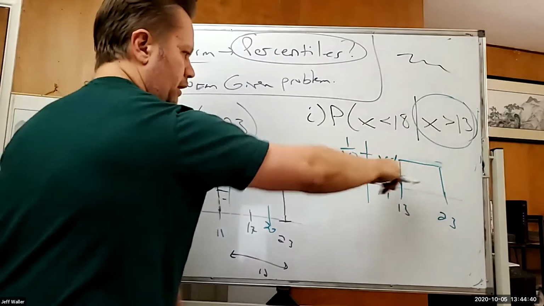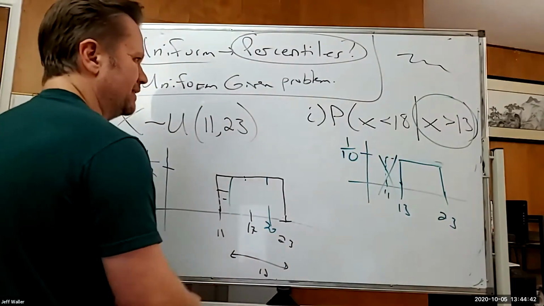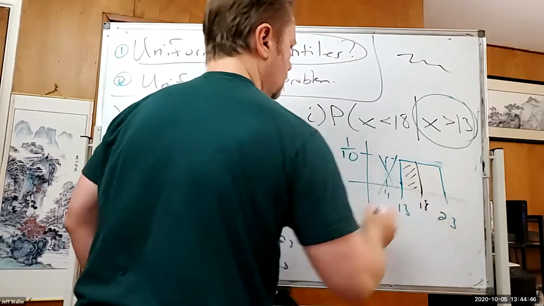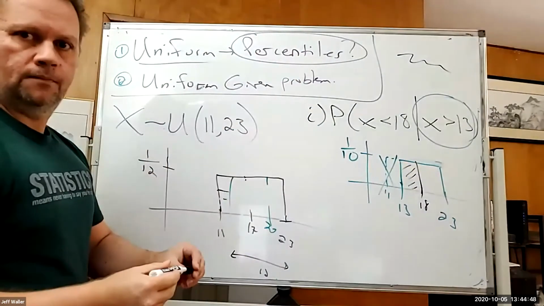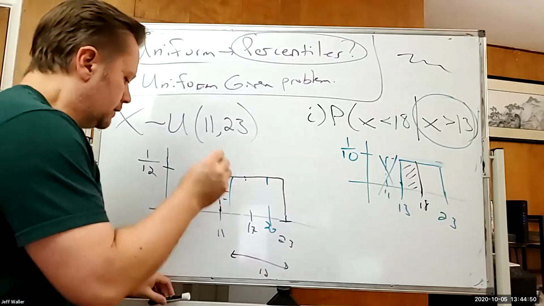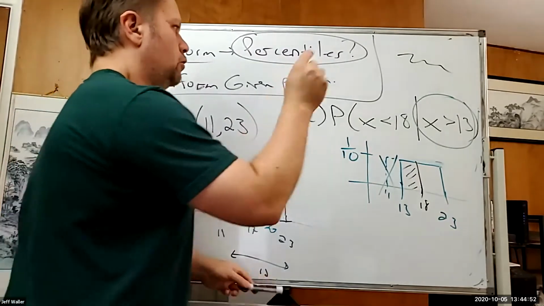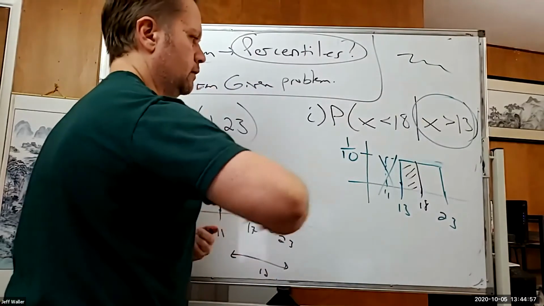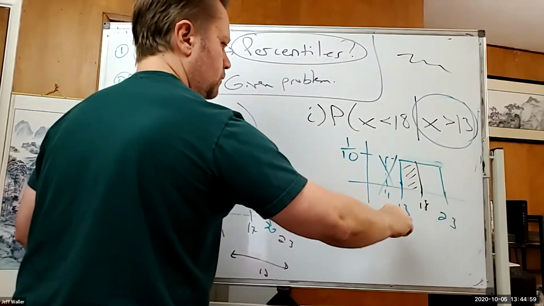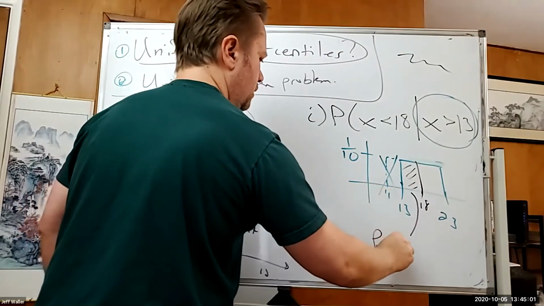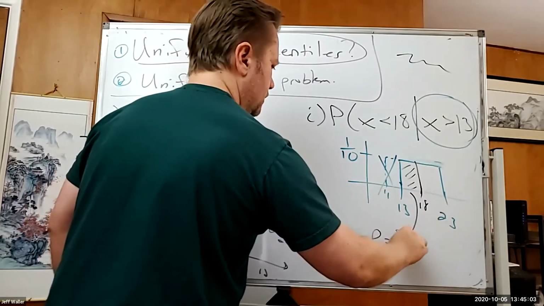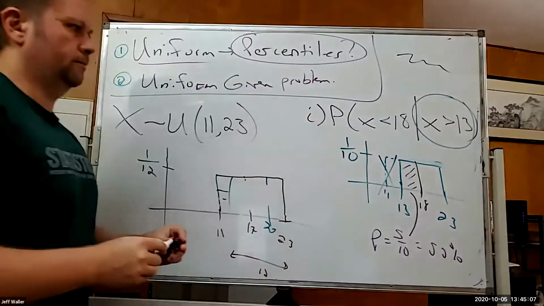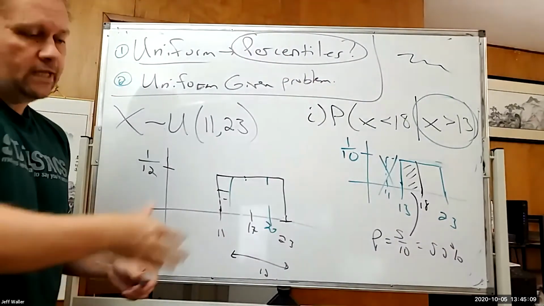So now if I look at my new picture, where's less than 18? And now I find that area. So that is the best way to handle uniform distributions given probabilities. Redraw the picture. So now this probability is going to be 5 out of 10, 50%. Because now 18 is the mean.